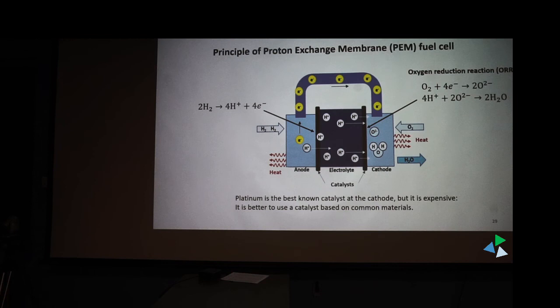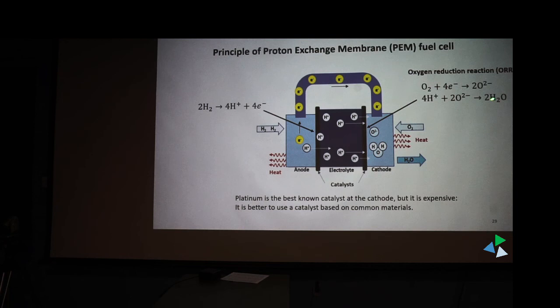I can remind you quickly what a proton exchange membrane fuel cell is. This is a device to produce electricity. On one side, you inject molecular hydrogen. On the other side, you include molecular oxygen. And on the anode side, the hydrogen is split into protons and electrons. The protons cross the electrolyte and the membrane to go to the cathode side, and the electrons flow and produce electricity. Finally, the hydrogen combines with oxygen on the cathode side. And the oxygen reduction reaction is this: the combination of oxygen and hydrogen to form, finally, two water molecules.